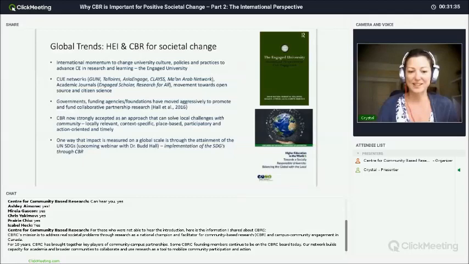One way that this is being measured on a global scale, and we're seeing more and more interest in this from universities and regional innovation as well, is to think about the United Nations Sustainable Development Goals. And I know Bud will speak specifically to this, but one way to implement these goals is through community-based research. I think that's a very good and effective approach to be working at that level.